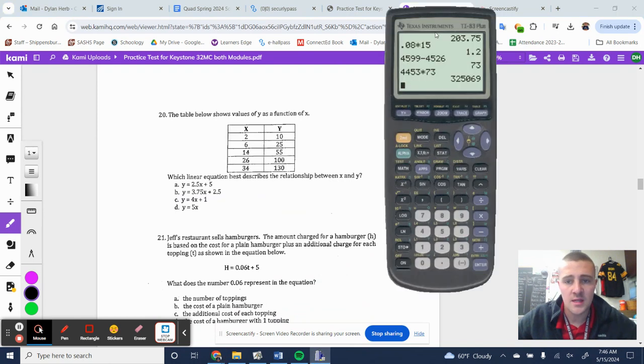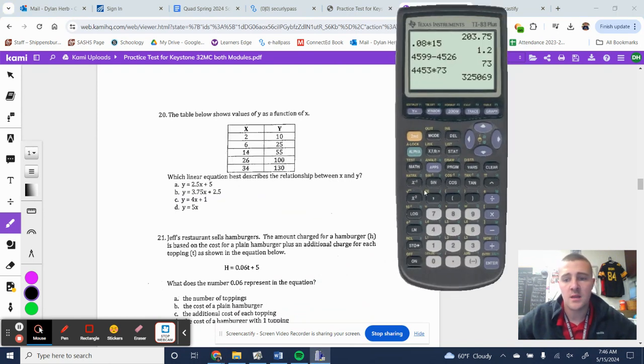Which table? Okay, so we're going to go straight to the calculator. When we see a table and we have to make an equation, we're going to go to Stat, click Edit, and we're going to type our table in. You only need to type 2 points in, so I'm only going to type the first 2 in. I can do that because I know this is a linear equation, so I know that the rest of them are still going to be in the same line, so I don't need them.